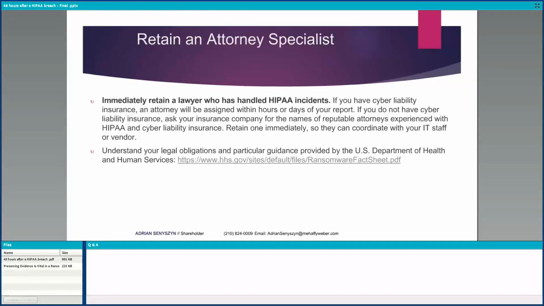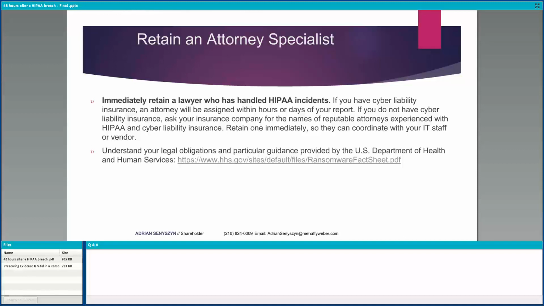The next step, which we had spoken about briefly, was retaining an attorney with specialized HIPAA experience. And you do this as a TMLT insured just by notifying TMLT and having your cyber liability kick in. If for some reason you work at a practice that does not have cyber liability insurance, you want to make sure you have an attorney appointed who has actually represented practices before the Office of Civil Rights in HIPAA investigations.